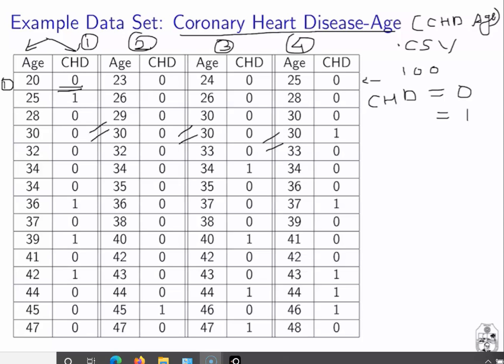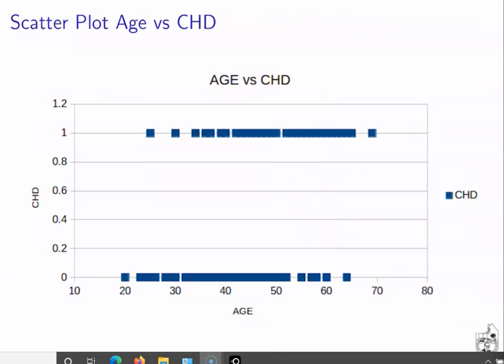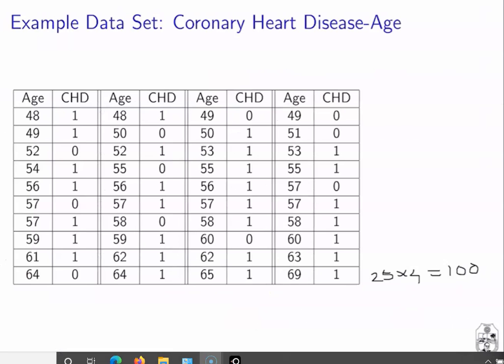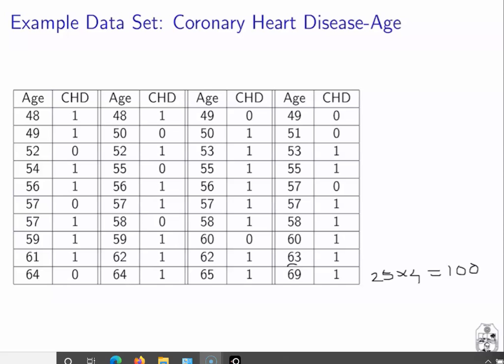Now this is the data set, and if we plot a scatter plot, the age is our independent variable and CHD is our dependent variable. The dependent variable, the CHD, takes only two values, 0 and 1. 0 means the person is not suffering from the CHD, and 1 means the person is suffering from the CHD. The independent variable, the age, is taking values from 20 years old to 69 years old.